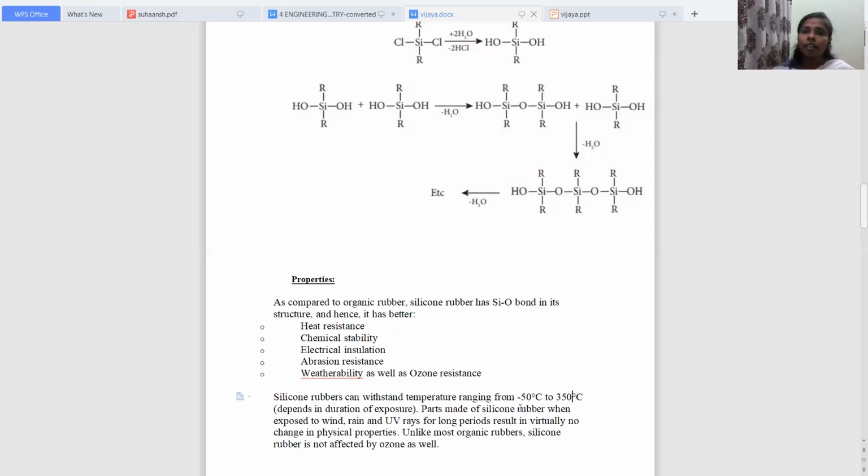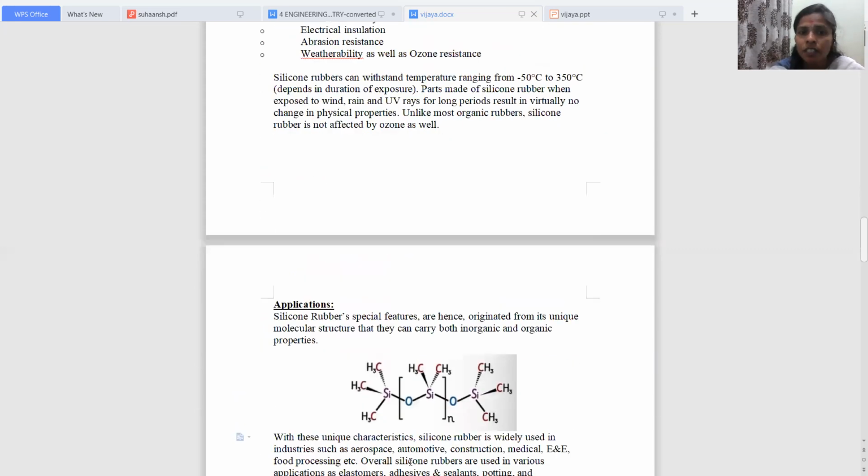That means it can bear the lower temperature as well as the higher temperature. Parts made of silicone rubber, when exposed to wind, rain, and UV rays for long periods, show virtually no change in physical properties. That means it does not undergo any corrosion. There is no rust formation on the silicone rubber. Whereas the remaining rubbers cannot bear this much temperature, and are not highly resistant to UV, wind, and rain. Unlike most organic rubbers, silicone rubber is not affected by ozone either. So these are the properties of silicone rubber. Now let us see the applications.